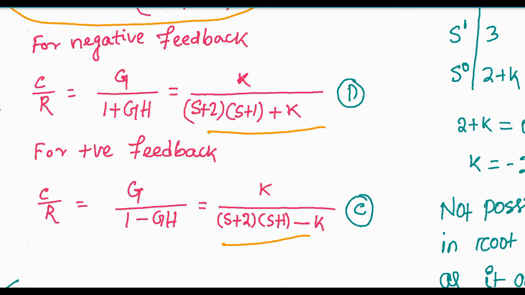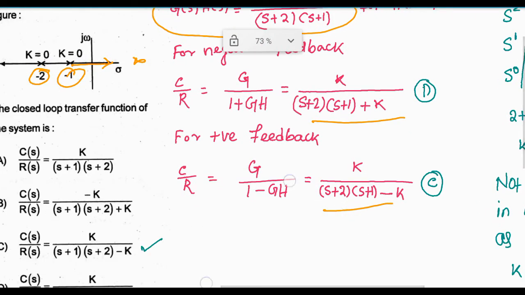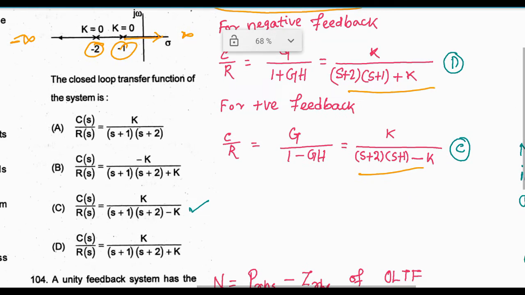This one is the things we are getting. So what will be the answer? Because in the options both are present, K by S plus 2 into S plus 1 plus K, and here is K by S plus 2 S plus 1 minus K. Minus K is also present, plus K is also present. So what will be the answer? What will be the correct answer?